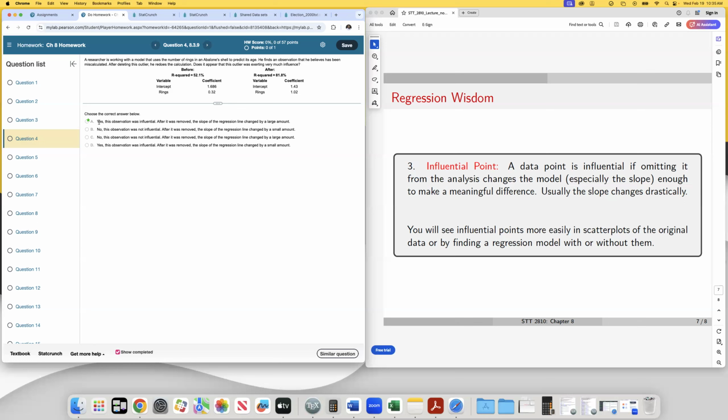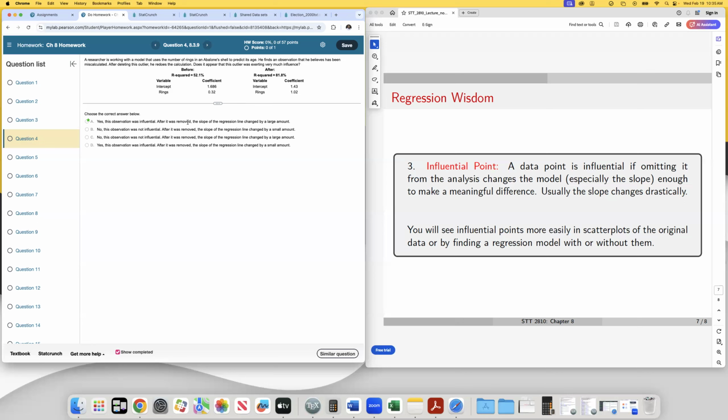So you can see, because this has changed significantly, we delete B and C, because the claim that no observation is influential is not true. When you look at this one here, the slope is the ranks. So we can see it has changed significantly from 0.32 to 1.02. So we delete B and C. We are left with A and then D. The observation was influential, which is true for A and D.